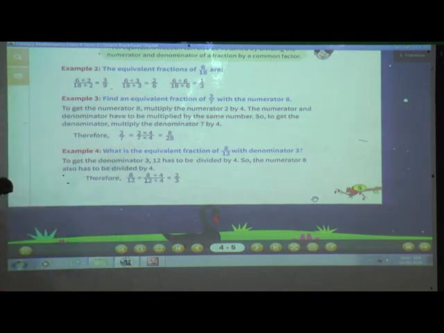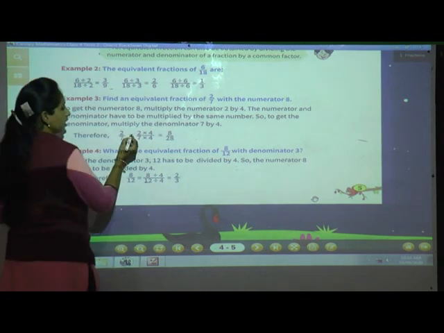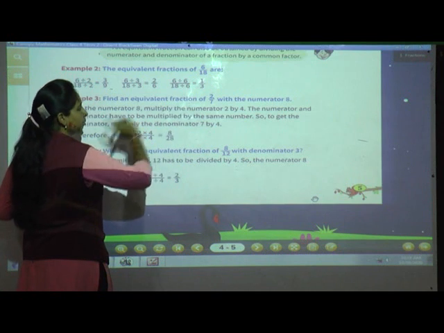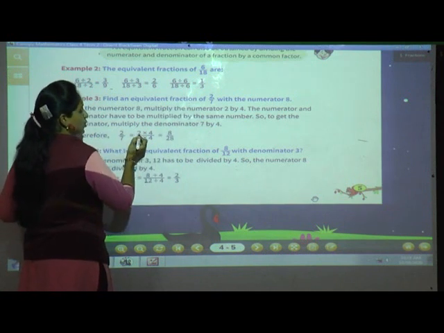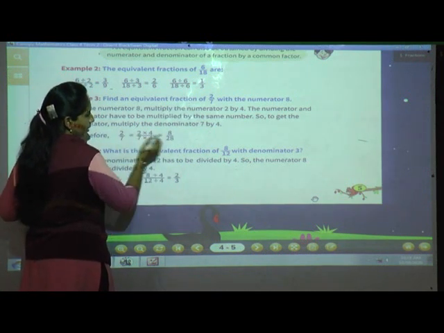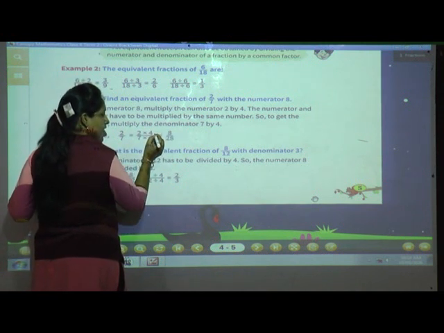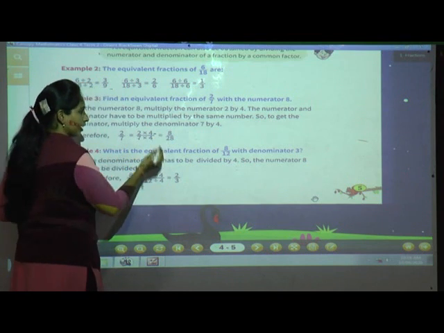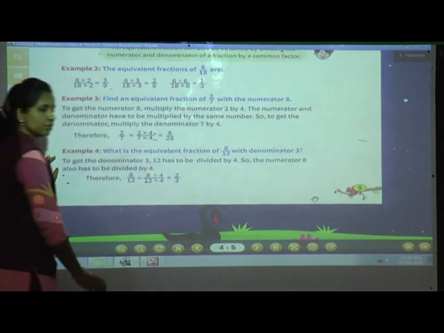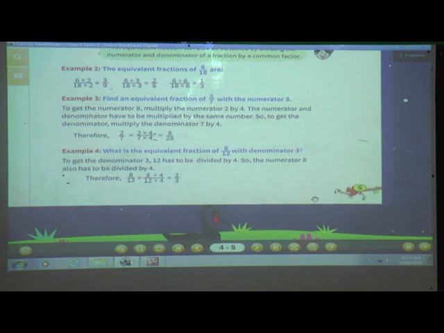The numerator and denominator have to be multiplied by the same number only. So we multiply the denominator 7 by 4. See what they said, the numerator should become 8. So we multiply 2 by 4 and get 8. 7 multiplied by 4. Why are we doing this? Because whatever number we multiply with the numerator, the same number we should multiply with the denominator. So we get 8 by 28.